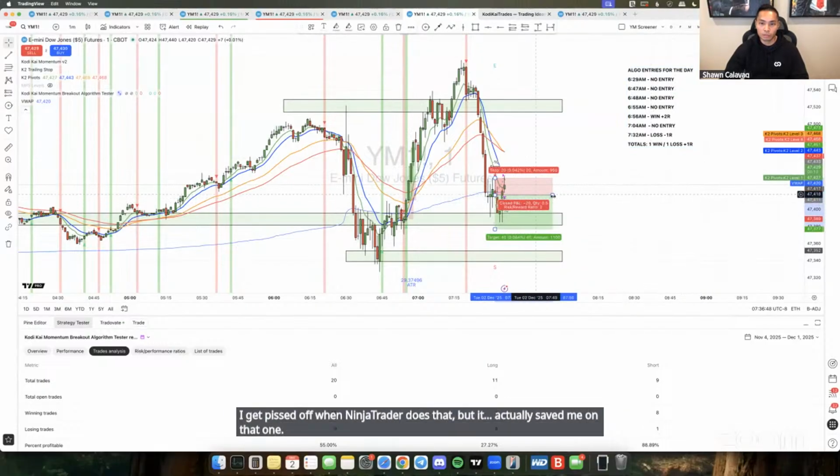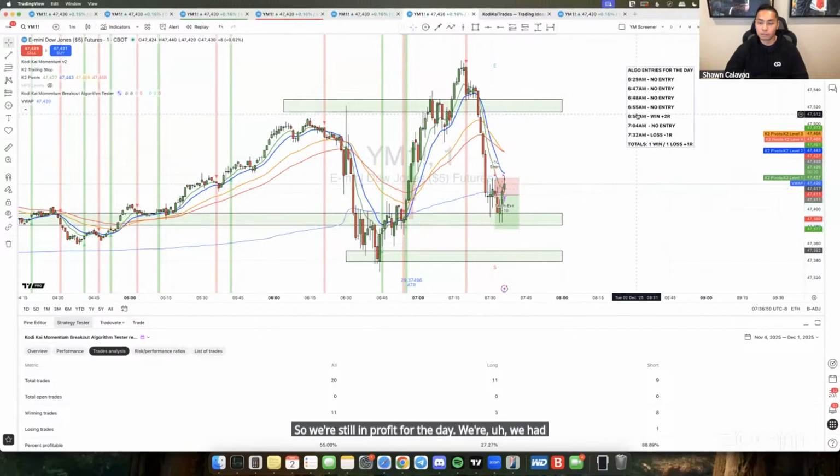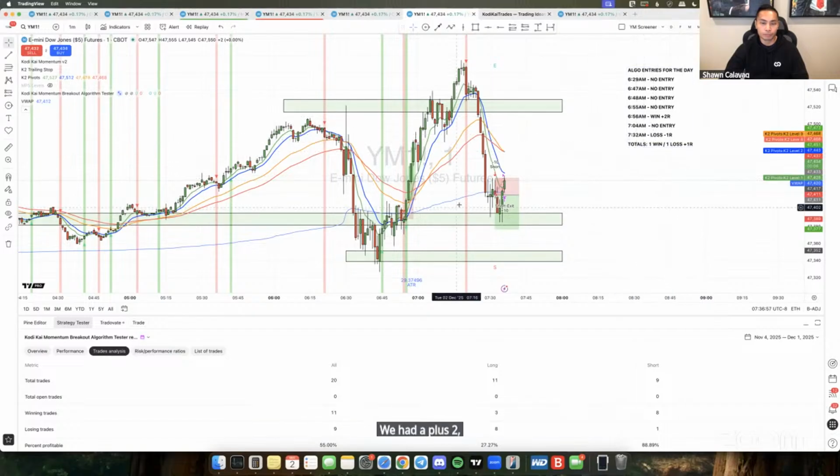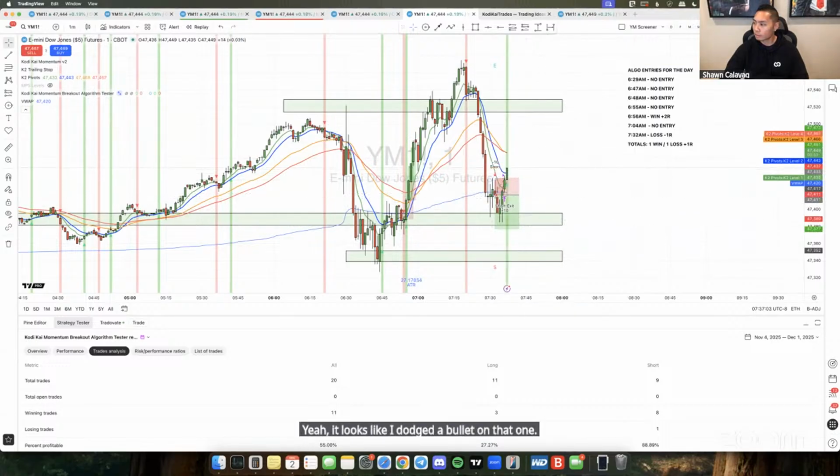So we're still in profit for the day. We had a win over here at 6:56, a loss right here at 7:32. It's basically at 1R. We had a plus two, one minus one. Yeah, it looks like I dodged a bullet on that one. Looks like Paul over here moved his position to break even, so no loss. Nice work, Paul.